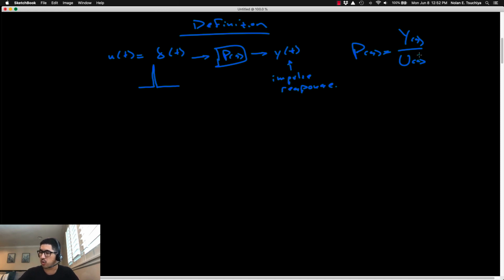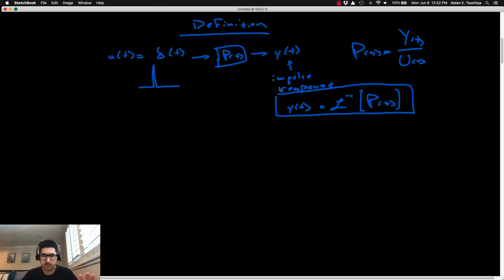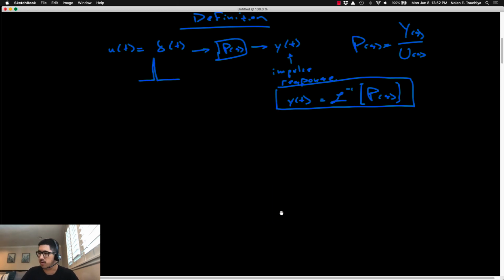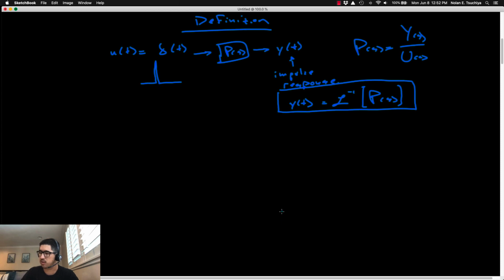And according to our definition of P of S here, the impulse response itself can be characterized as, okay, the inverse Laplace of the plant itself, right? That's the definition of the impulse response. So that's mathematically how we would compute the impulse response. Then, based on that, our initial definition of stability goes like this.